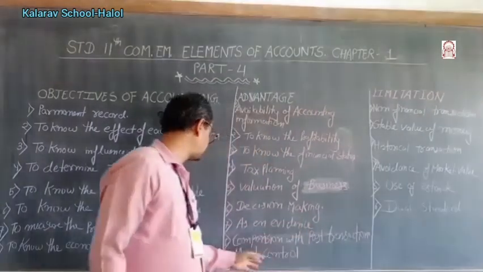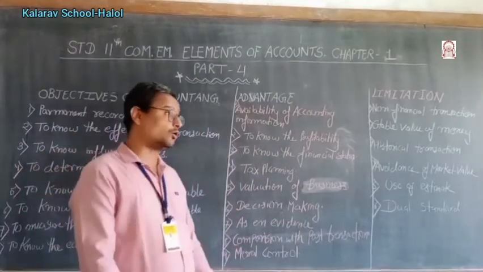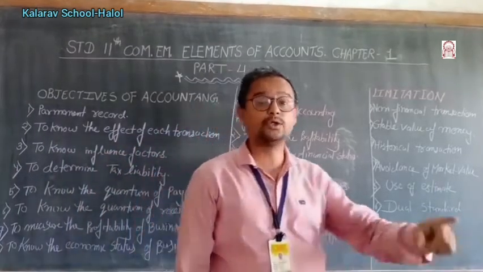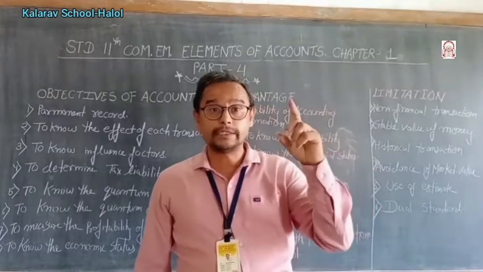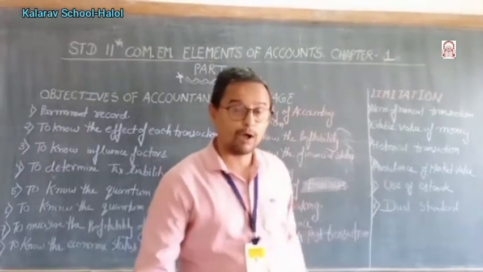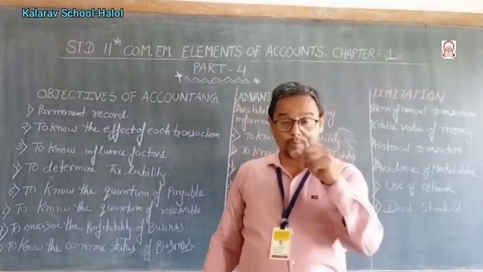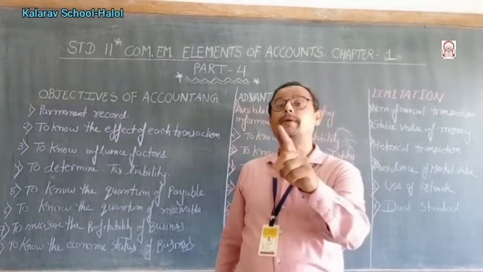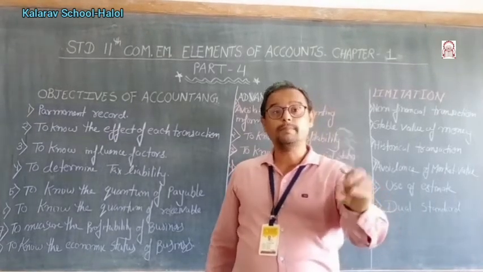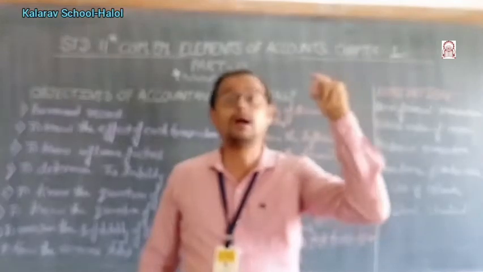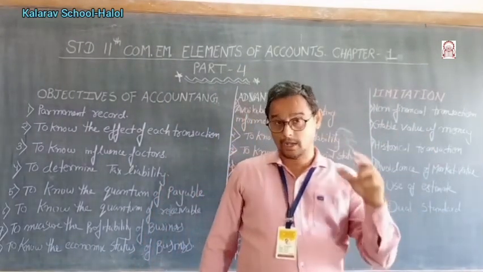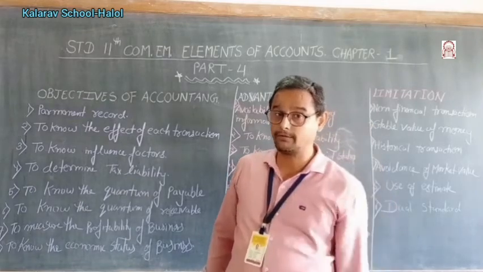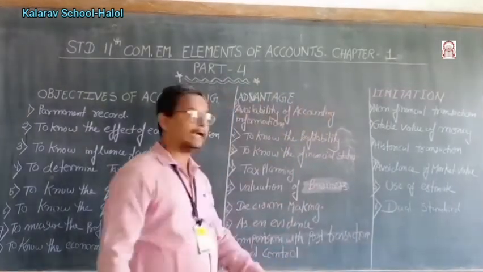Next, moral control. This is the most important thing. When you write the account, on so many people it has a psychological effect. It affects you mentally. He knows that if he commits a mistake, he will be caught immediately. Right? So one type of moral control is done through the account if you maintain it in a systematic way. So all these are the advantages.